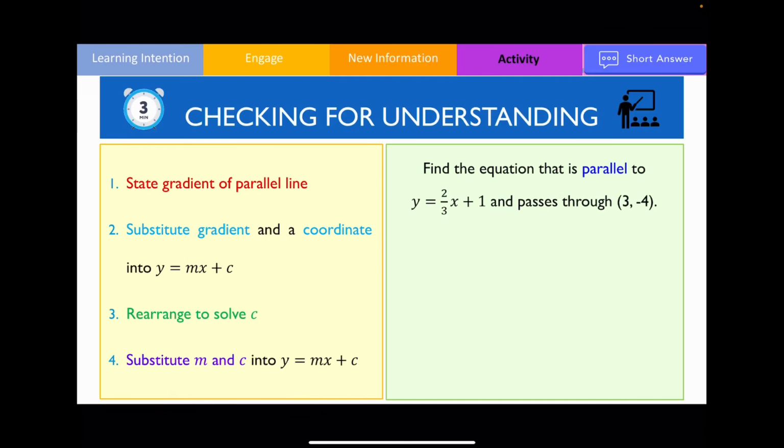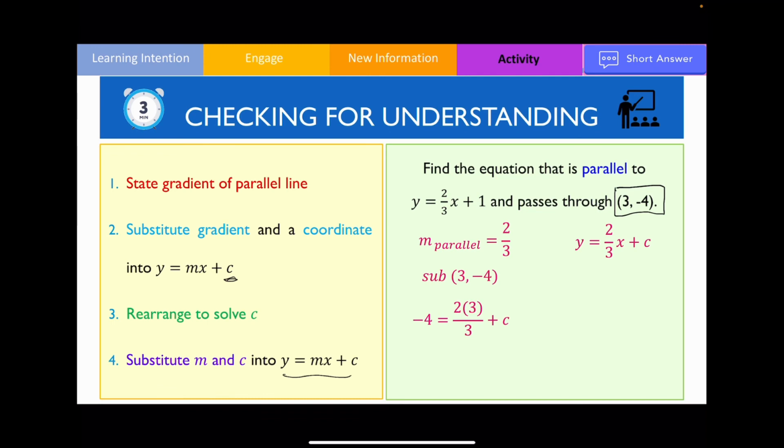Now I'd like you to have a go, so please give yourself 3 minutes to answer this question and we'll go through the answers together. In this particular question, we know that the gradient is going to be equal to 2 over 3 for the parallel line. After we have done that, we need to find our c value by substituting the coordinate that's provided in the question. So if you have substituted (3, negative 4) into the question successfully, this is what your answer should look like. What we need to do now is simplify this equation.